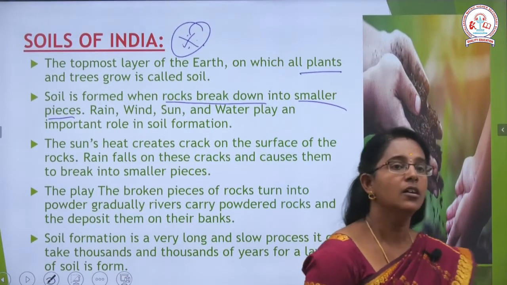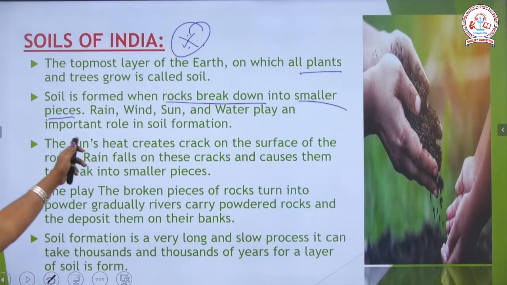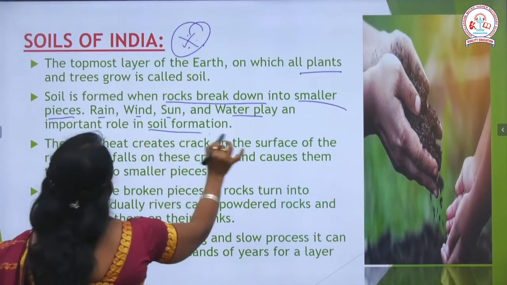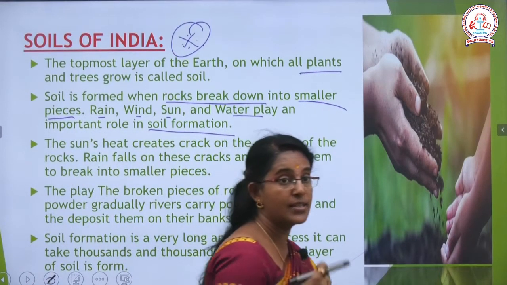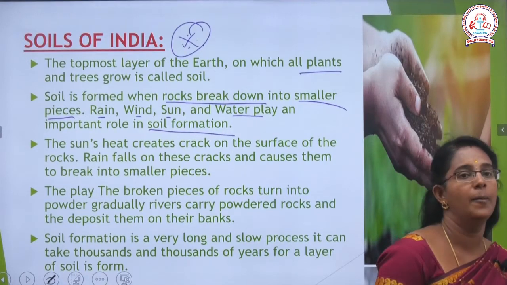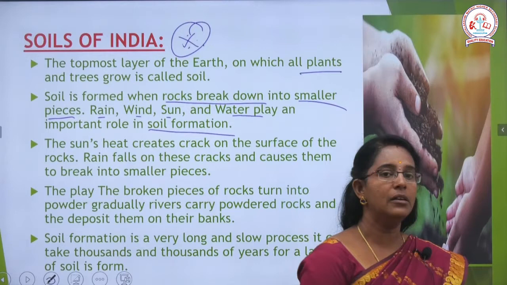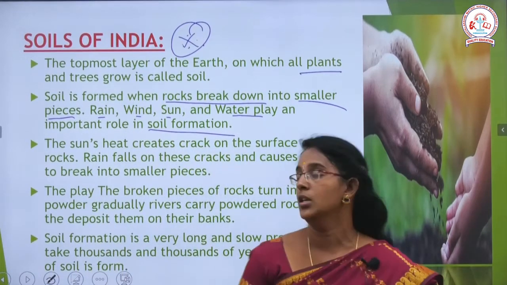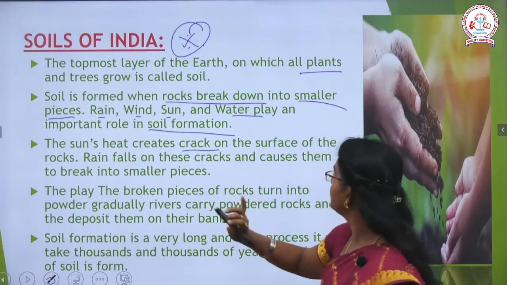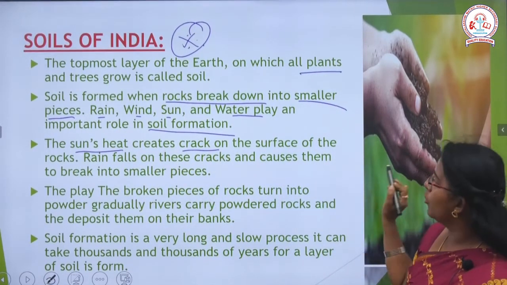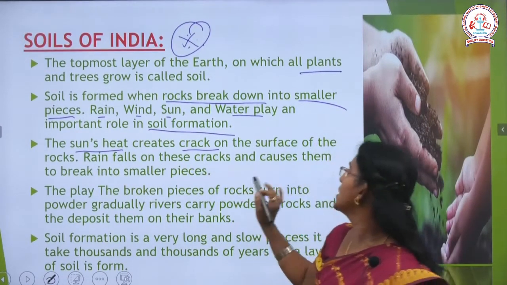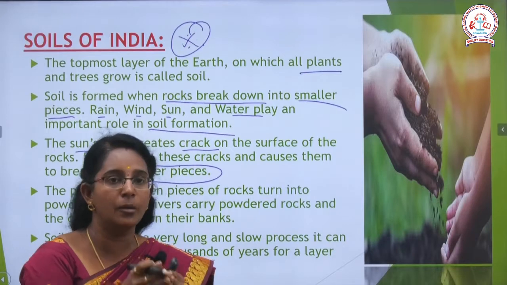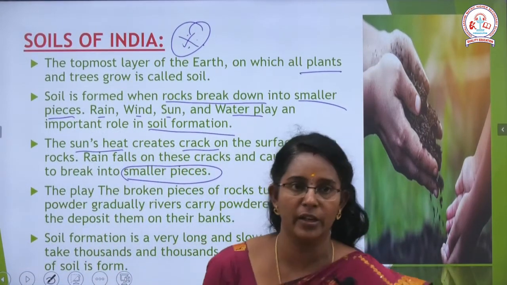So how does the process happen day by day? We'll see: rain, wind, sun and water play an important role in soil formation. Soil formation is a big process, a super process. What are the activities that make soil formation? Rain, wind, sun and water play an important role in soil formation. The sun's heat creates cracks on the surface of the rocks. The rainfall enters these cracks and causes them to break into smaller pieces. So with the help of the sun's heat, the biggest rock will crack and then form small particles.